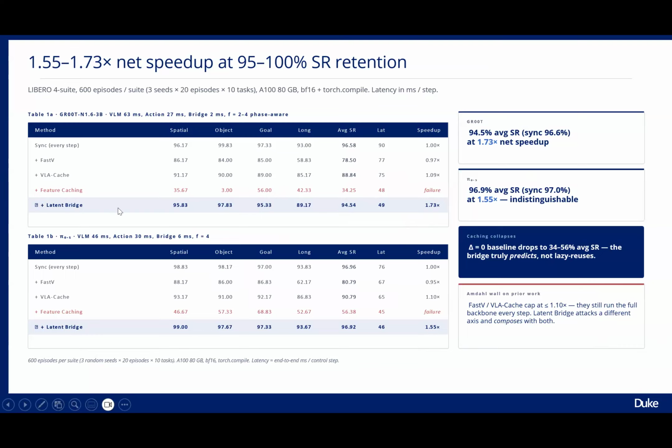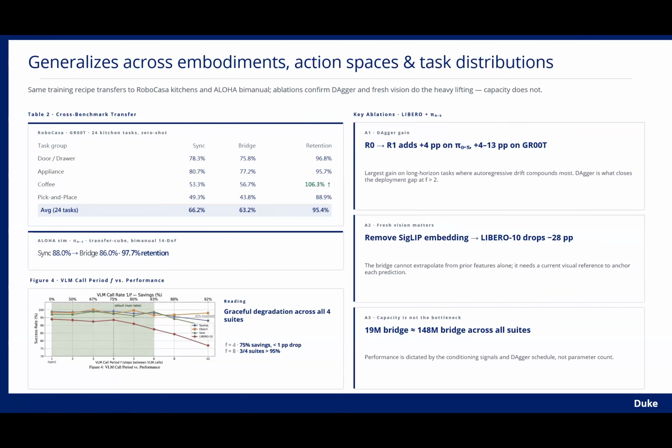Well, one observation is that feature caching fails badly. Why? This is because the bridge predicts the feature evolution, so it's not just simply reusing those stored features. So we wanted to highlight that this is the key difference of our structure from simple VLM acceleration structures.